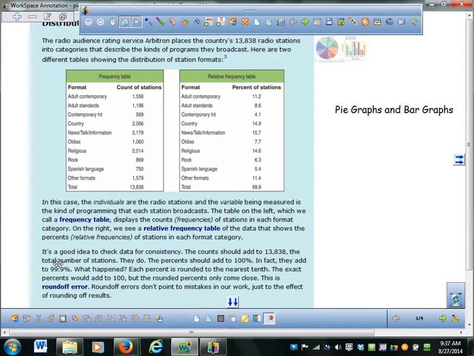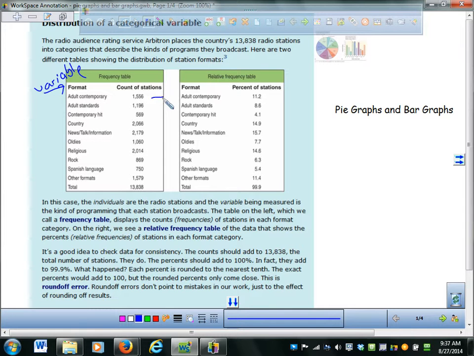And the variable, there's only one variable here. What's the variable? What are we saying about those radio stations? This thing is the variable, kind of like the genre. Genre, format, that's the variable. This number over here is called the count, okay?